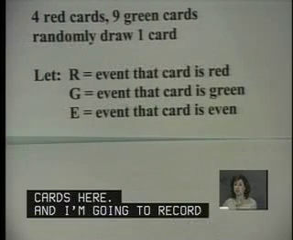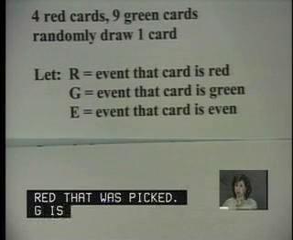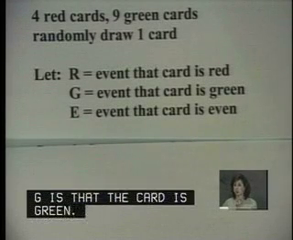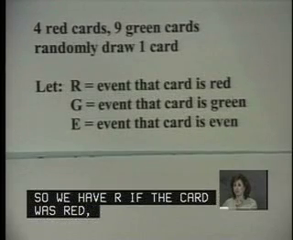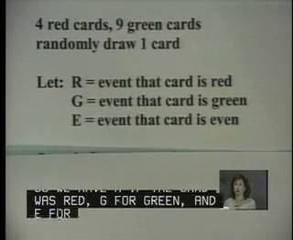R is the event that the card picked was red. G is that the card is green. E is the event that the card was even. So we have R if the card was red, G for green, and E for even. And we're only picking one card.